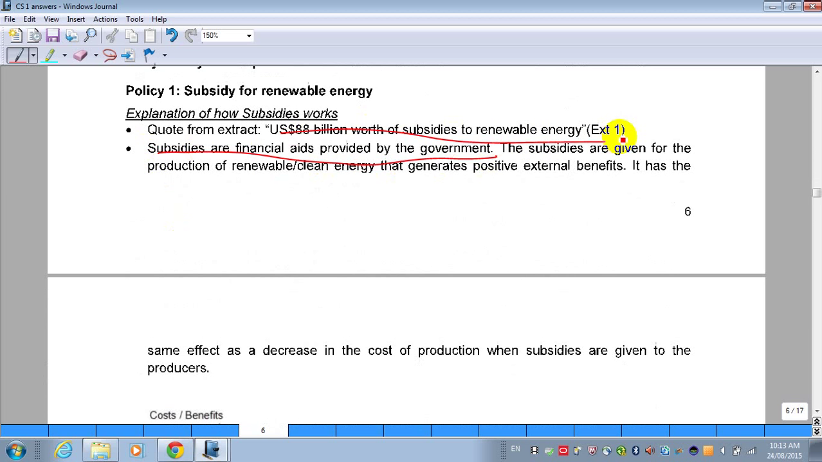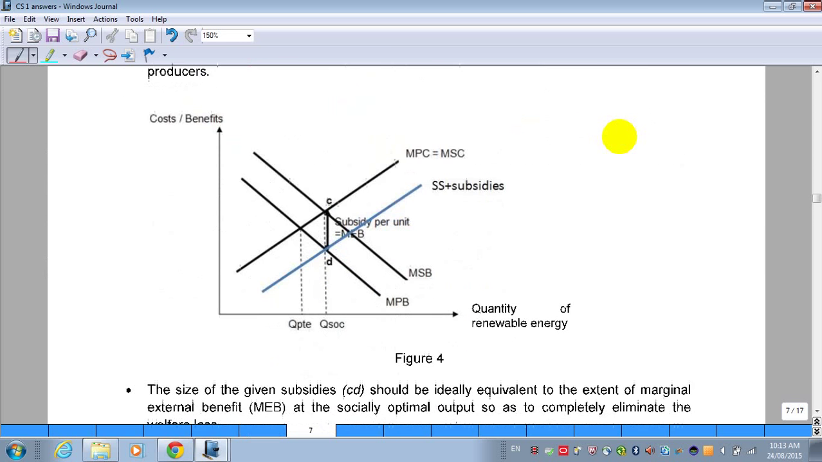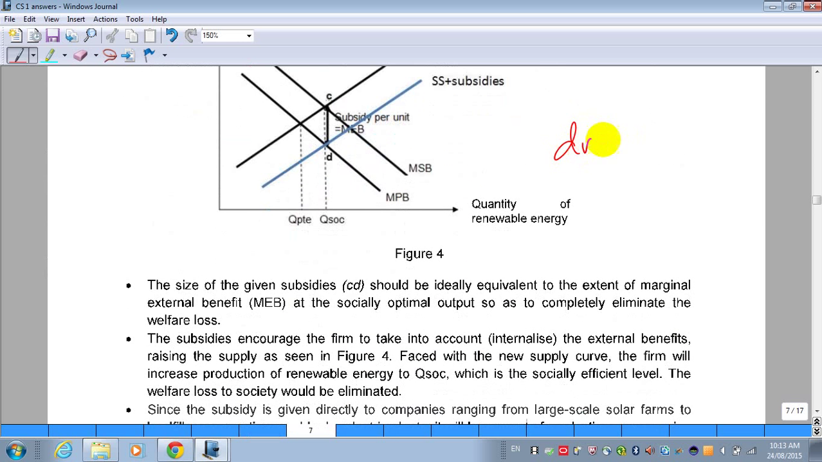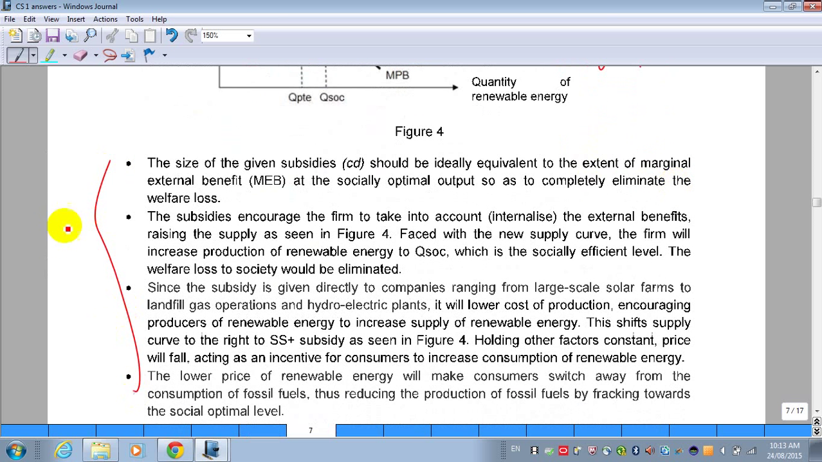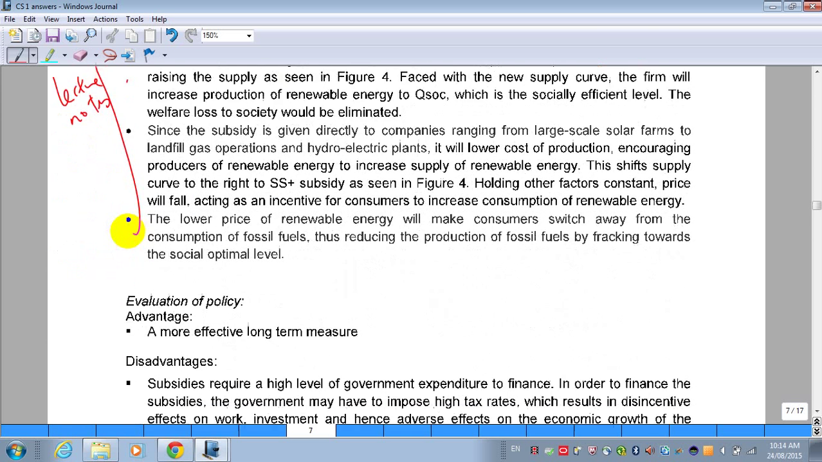Subsidies can be given for renewable energy, right? To get producers to switch away from fracking towards renewable energy. You subsidize renewable energy. Okay, so you draw the graph, and of course you explain the graph, which I'm not going to go through one by one. This is from the lecture notes on how subsidies can work to get people to switch towards using renewable energy, which has some kind of positive externality because it helps to reduce the amount of pollution in society, in the country, right?